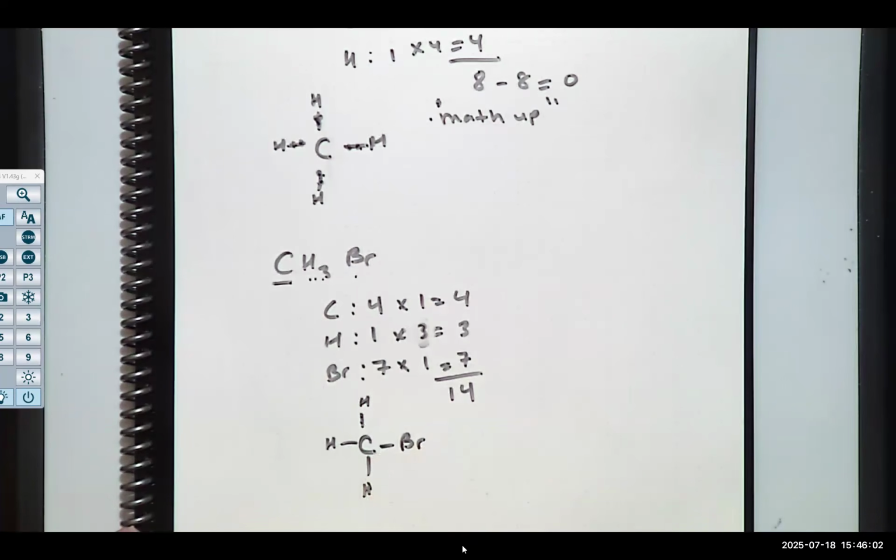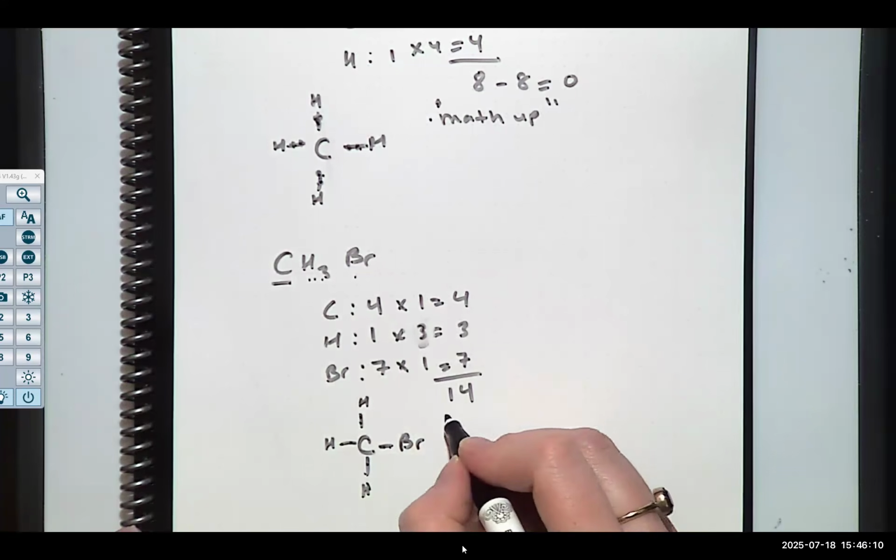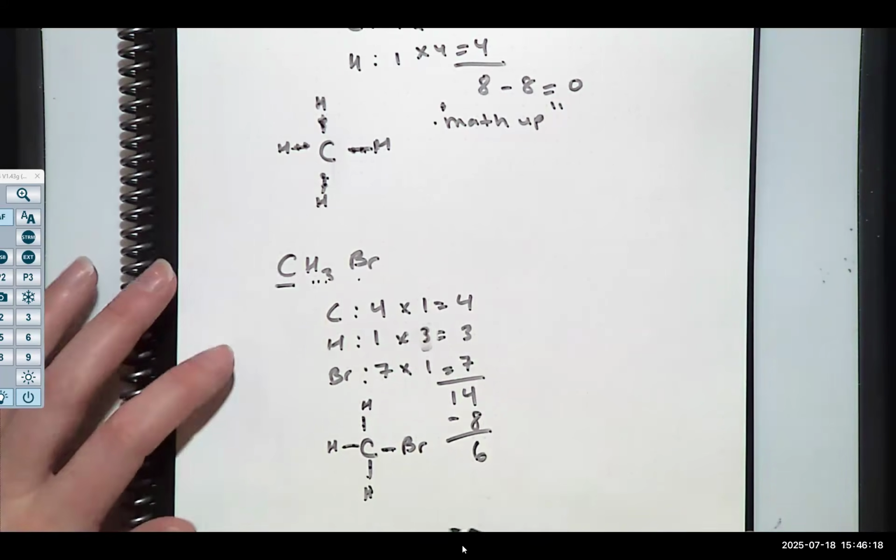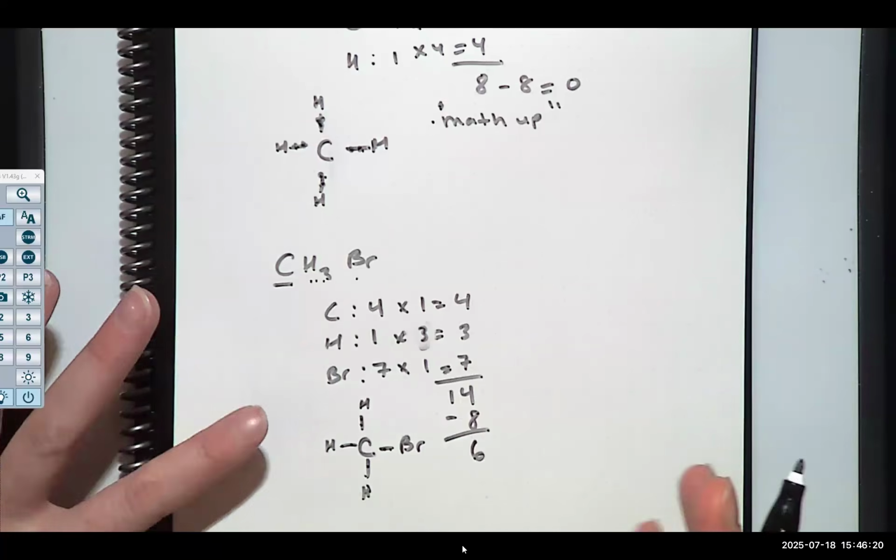So we have 1, 2 used up there in that bond, 3, 4 in this bond, 5, 6 in this bond, 7, 8 in this bond. So 14 minus 8 leaves 6 electrons behind. So now I'm going to see where these electrons need to go. I'm going to check the octet and duet.